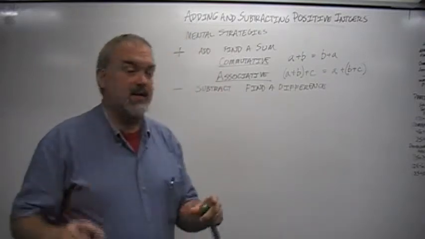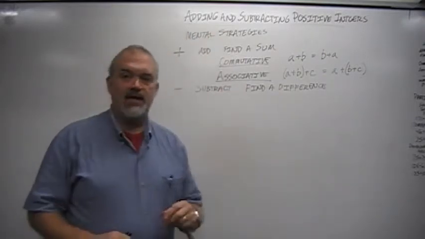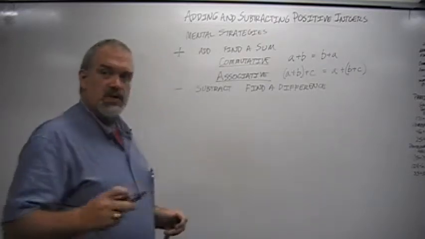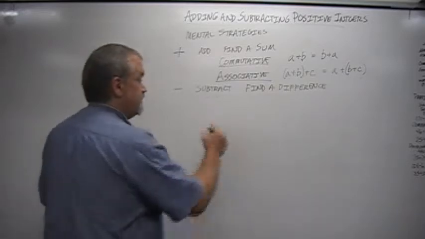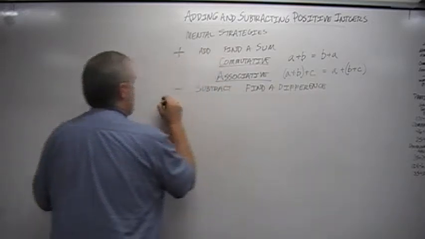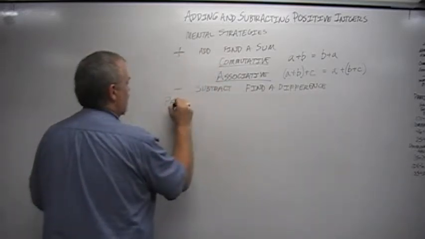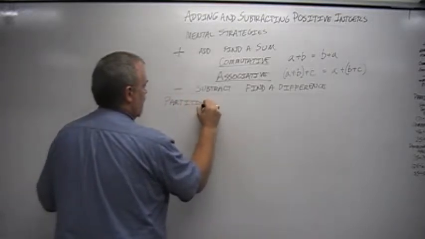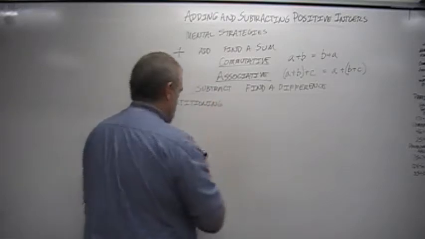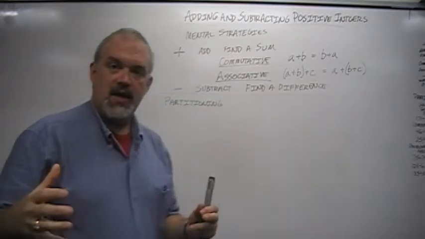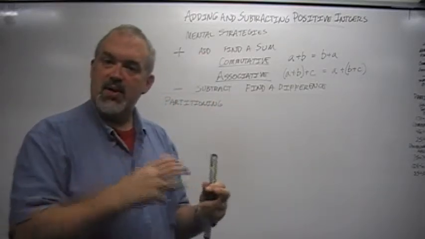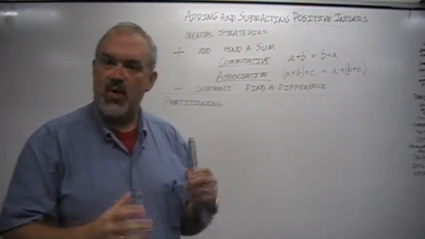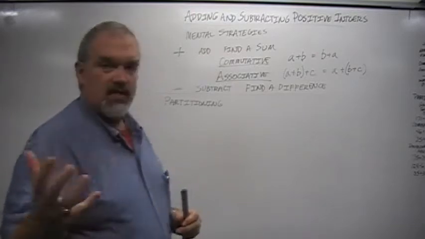Now what we're talking about today, as I said, is mental strategies for adding and subtracting. There's 3 things we want to talk about. The first one is called partitioning. Partitioning is about grouping similar digits in a pair of numbers so that we can add them more easily in our heads. Let me give you an example.